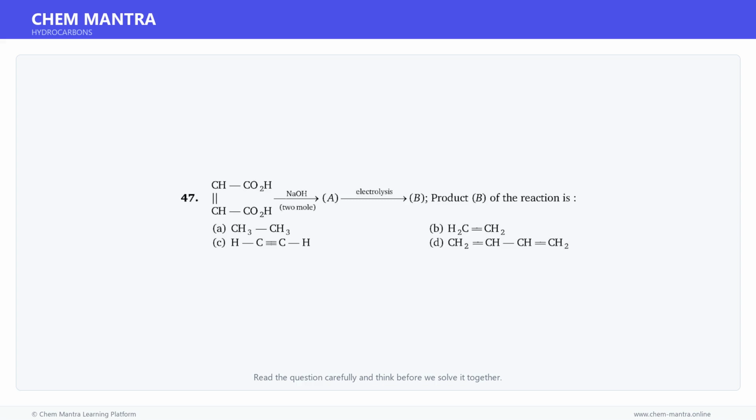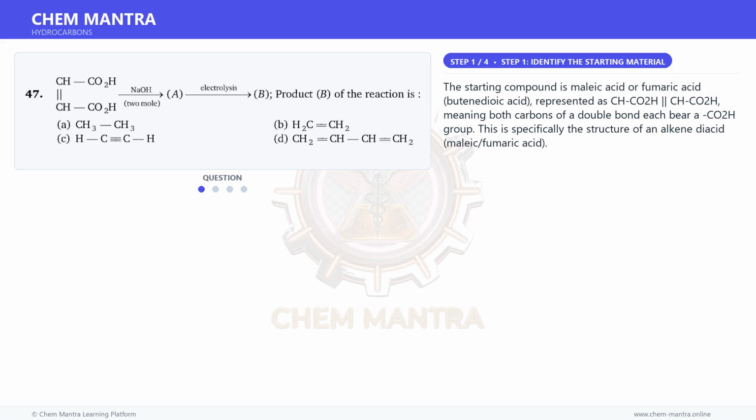Here is a question. Read it carefully and think about the answer. Let us solve it step by step. Let us begin solving this step by step. The starting compound is malic acid or fumaric acid, butenedioic acid, represented as HOOC-CH=CH-COOH, meaning both carbons of a double bond each bear a COOH group. This is specifically the structure of an alkene diacid, maleic/fumaric acid.